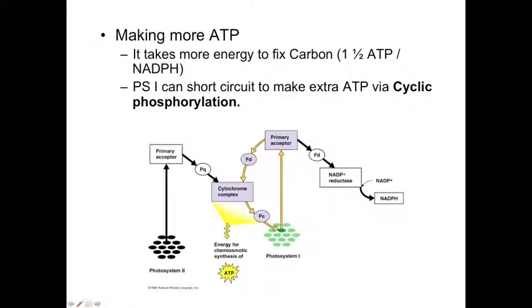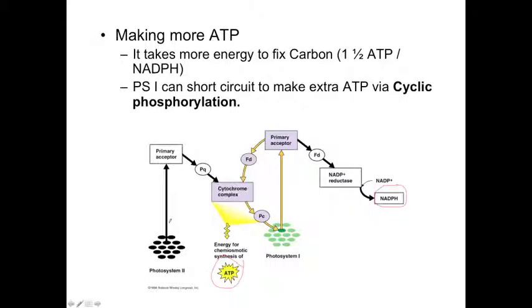This diagram below shows you this relationship. 1 ATP is produced from photosystem II, 1 NADPH is produced from photosystem I. In order to get the extra ATP necessary, photosystem I can shortcut and pass its electrons into the electron transport chain of photosystem II. So basically, it short circuits to make an extra ATP via cyclic phosphorylation.